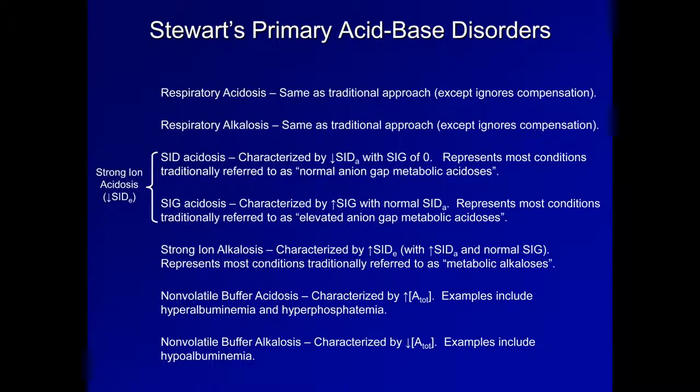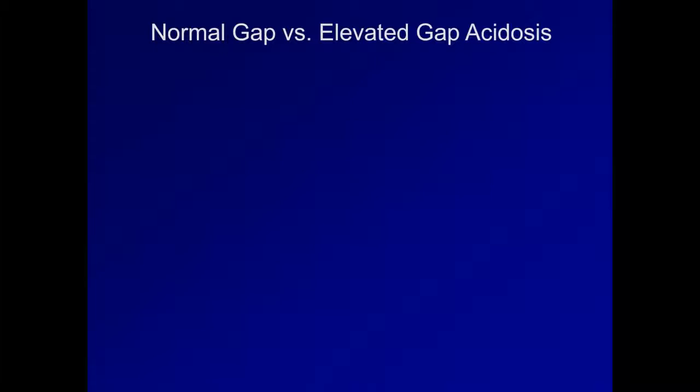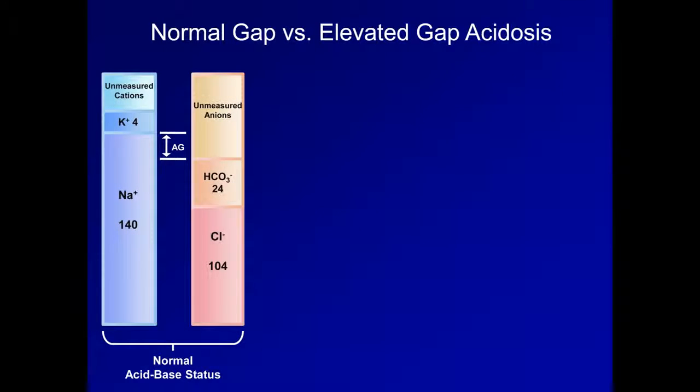The difference between the strong ion acidoses can be a bit confusing, so I'm going to clarify them a little with some diagrams. This will be most clear if I start with something a little more familiar, like the difference between a normal and an elevated anion gap acidosis, which was discussed in detail in Lecture 5. Here is a representation of normal ions in blood. On the left are positively charged cations, and on the right are negatively charged anions. The anion gap is typically defined as the difference between sodium and the sum of bicarb and chloride. In this particular example, the acid-base status is normal, and thus the anion gap is equal to 12.